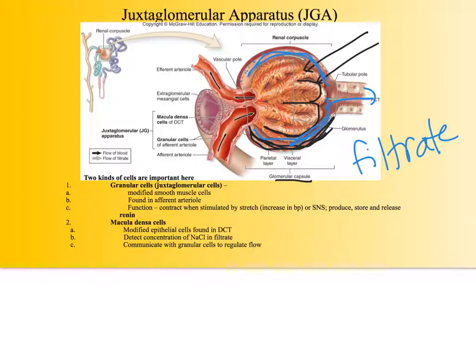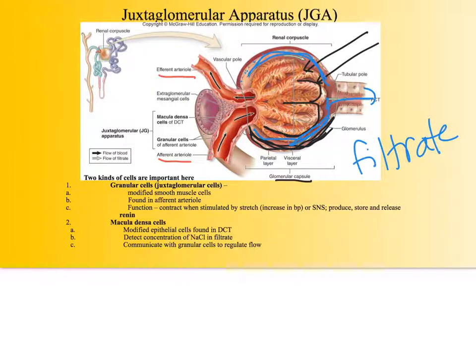Okay, so parietal and visceral, part of the capsule. Now, the whole thing's the corpuscle, which we went over. The artery that's going in, the arteriole going in, is the afferent. And the arteriole exiting is the efferent.